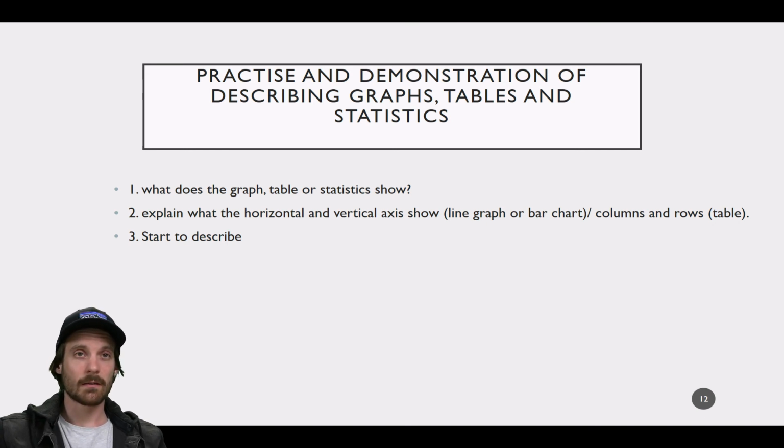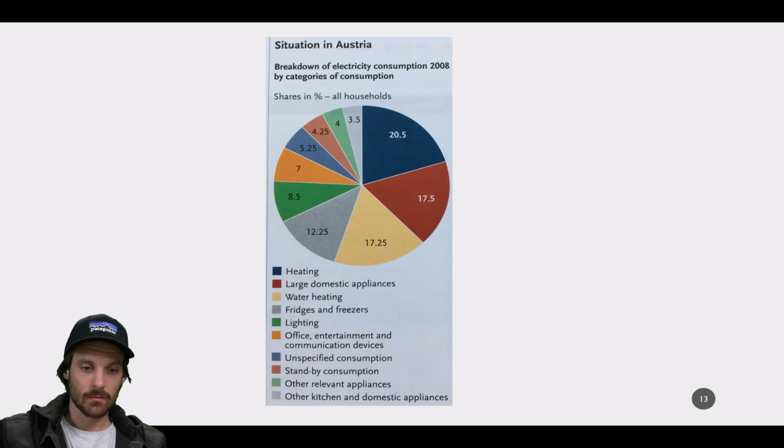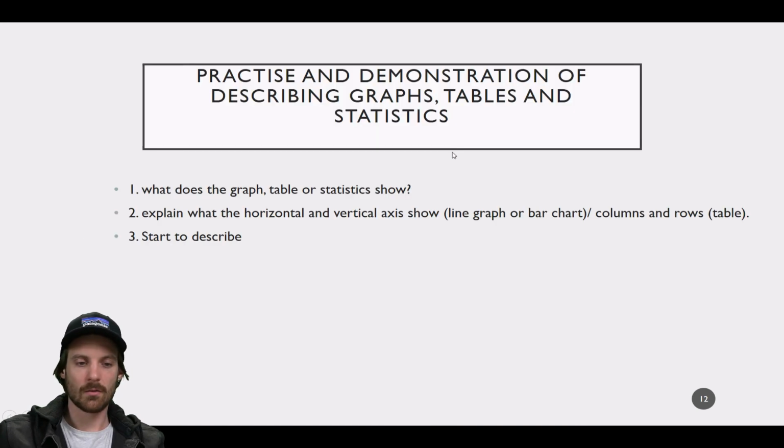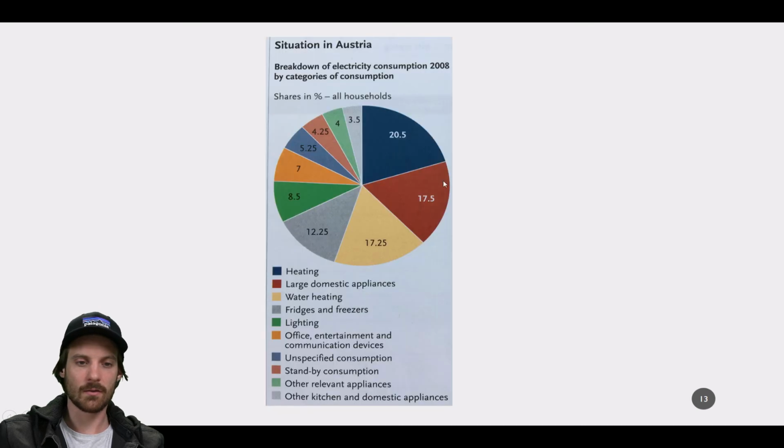Then you go a bit more into detail, so you examine the graph, table, or statistics, and explain what the horizontal and vertical axis show. So the line graph or bar chart, columns and rows, in this table, in this case, and then start to describe. So in this first example, we have different slices here. So what does the graph, table, or statistic show? You just read the headline and form a sentence, basically.